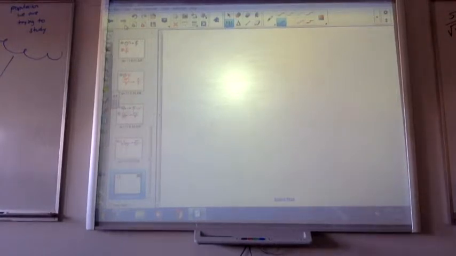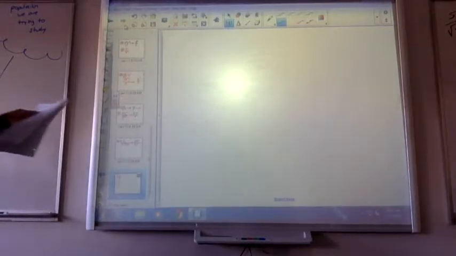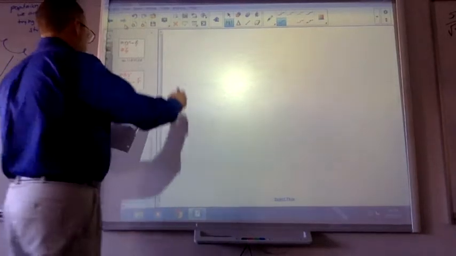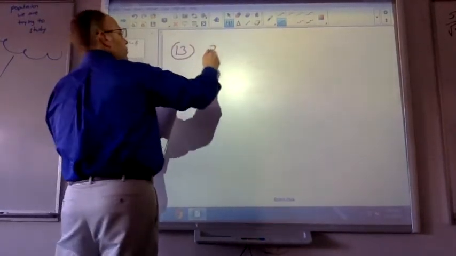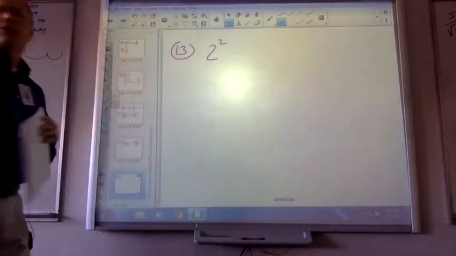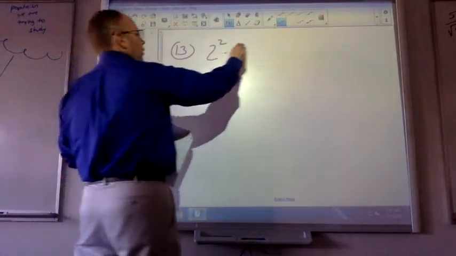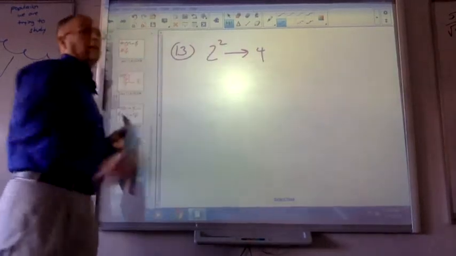Let's see. 13 through 24 says, use the properties of exponents to simplify each expression. Answers should be rational expressions with positive exponents. Number 13, tug of war, yes? So who wins, top or bottom? Top, by how many? 2. So 2 squared is my answer. Could I make that as a 4? Sure, it's your choice. I'll take either answer.